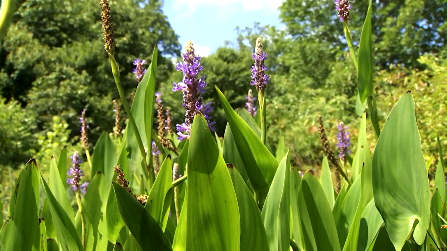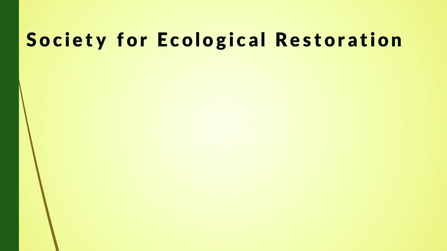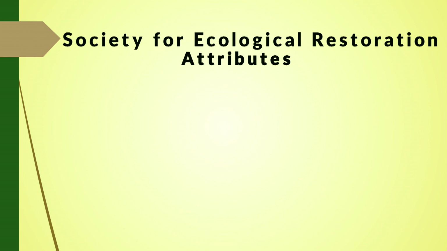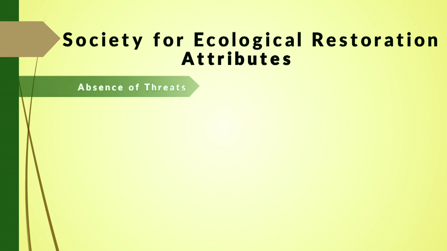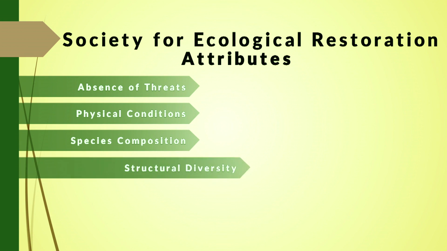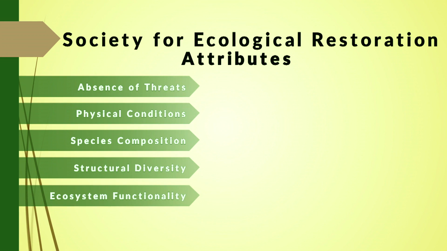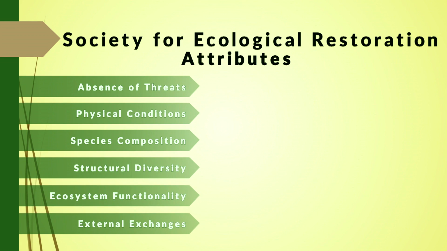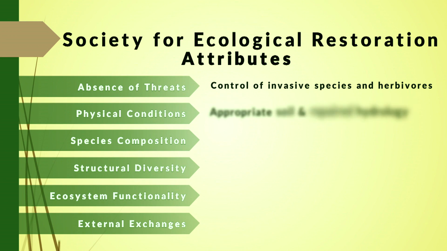To measure success, we use a set of standards from the Society for Ecological Restoration, and the six attributes in these standards are the absence of threats, the physical conditions of the site, the species composition, structural diversity, ecosystem functionality, and external exchanges. An example of absence of threats would be the lack of non-native invasive species on the site. An example of physical conditions would be to have healthy soil and appropriate hydrology for the site.